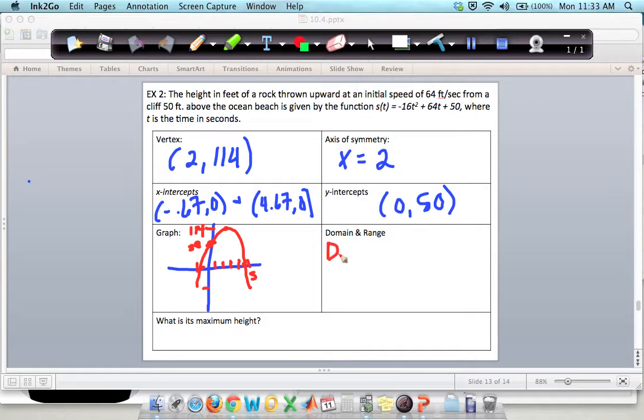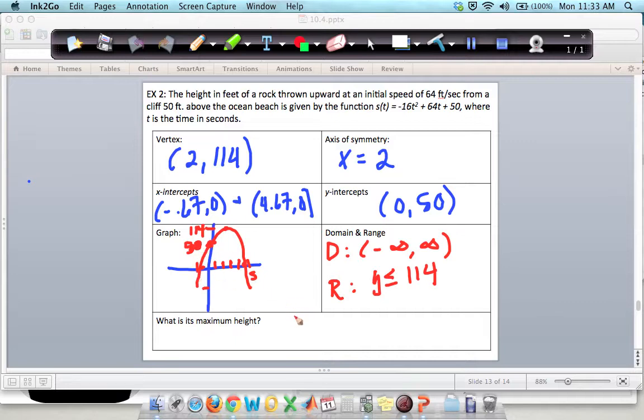Domain would be -infinity to infinity. Range, your y values, the largest y value you get is 114. So y is less than or equal to 114. Okay, that's supposed to be a 50 there. So just label yours a little bit more clearly.